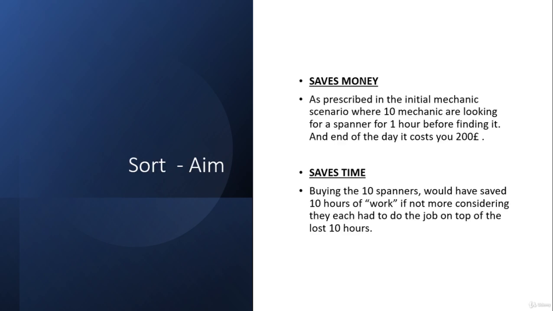So, what is the aim of sort? It saves us money. As described in the initial mechanic scenario, where we had 10 mechanics all looking for a spanner for 1 hour before finding it, it costs the company about £200. And it can also save us time. By buying 10 spanners, we would have saved 10 hours of work, and if not more, considering they each had to do the job on top of the last 10 hours.